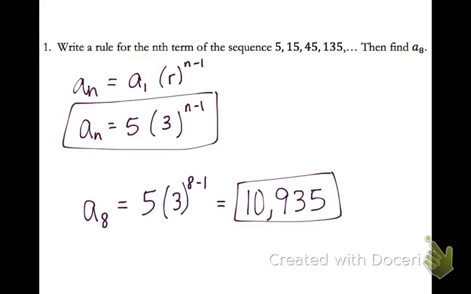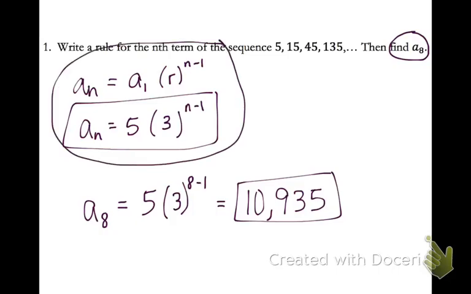Now, sometimes in your homework, it's going to only ask you to find the 8th term. Well, the only way that you can get there is by doing all this work writing your equation first. So it might not have you enter the equation, but the only way to get to the 8th term would be through writing out your equation and then plugging in 8.